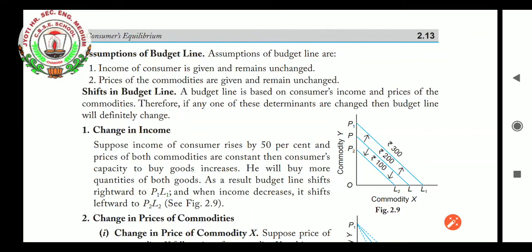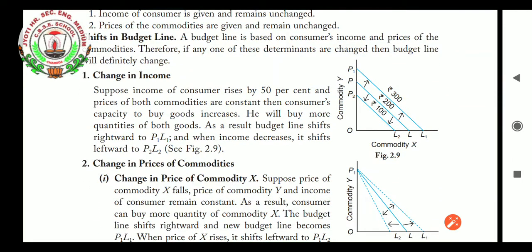Shift in budget line. A budget line is based on the consumer's income and the prices of the commodities. Suppose the price of the commodity goes down and income is stable. Because the price has gone down, though income is stable, the person can purchase more units of the commodity and the budget line will shift from left to right. In the same way, if income increases, purchases and demand for the goods will also increase, though the price is constant. Maybe because of that, the consumer is ready to purchase one more unit of the commodity. In that case also, the line will shift from downward to upward.